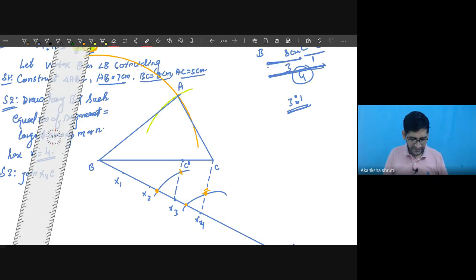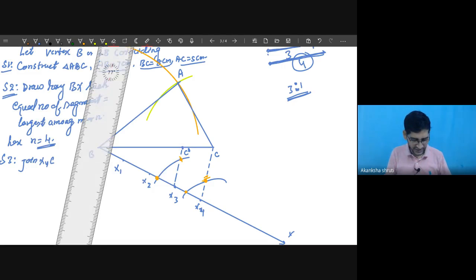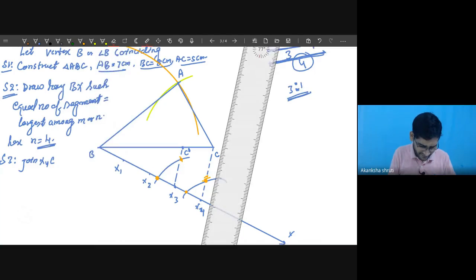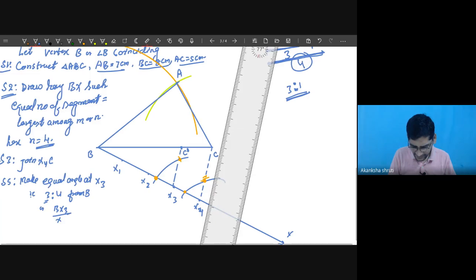So what is next step? So join, we have written join x4c. Then let me write the step number 5. Make equal angle at x3. Why? As it is in the ratio of 3:4. So whatever this 3, you have to mark it. But keep in mind, this is 3:4 from B. Or you can understand this bx3 by x3 x4. This is basically your 3:1. Okay. So this I had explained. This way we have allocated.